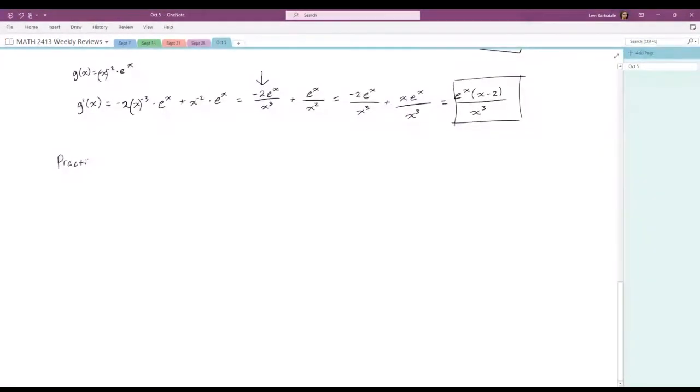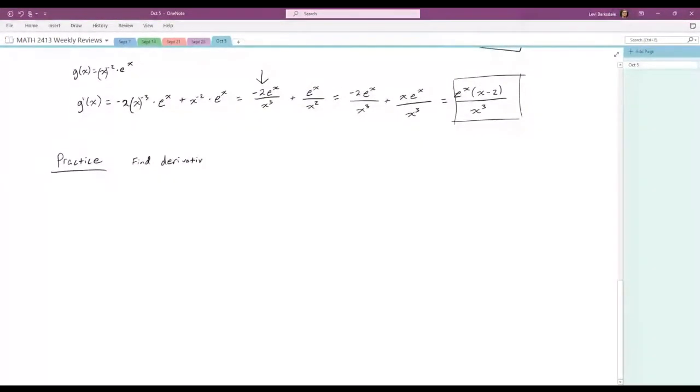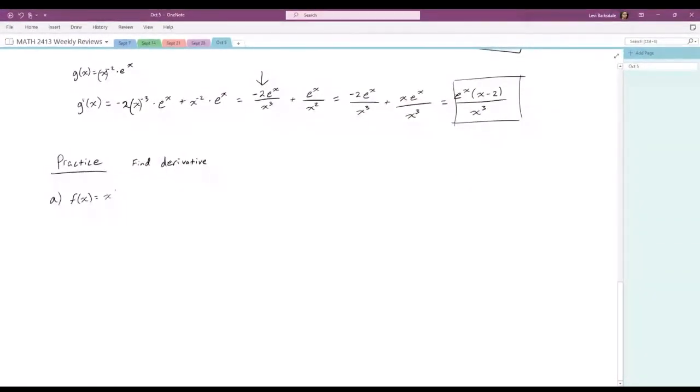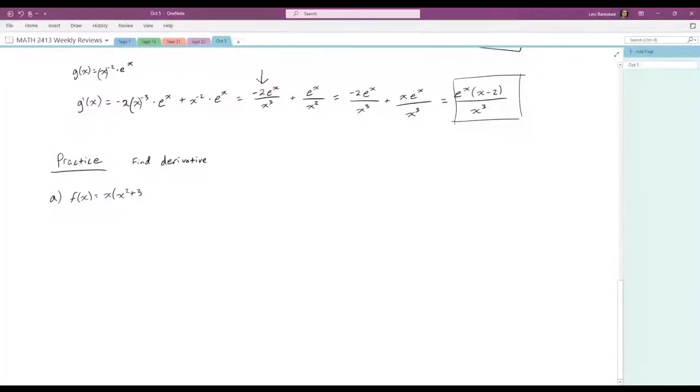All right, practice time. Find the derivative. Not a ton of practice problems right now, but there will be a lot later on, so ready? And solve it with either the product rule or the quotient rule. It's up to you.